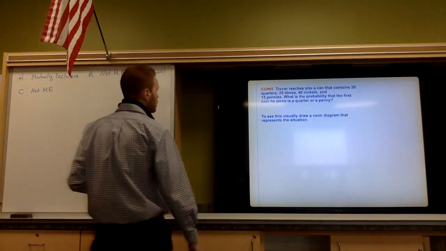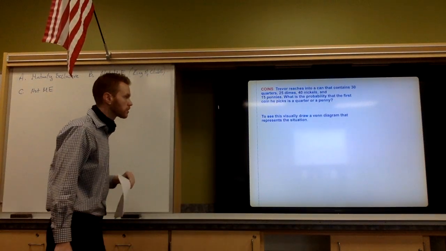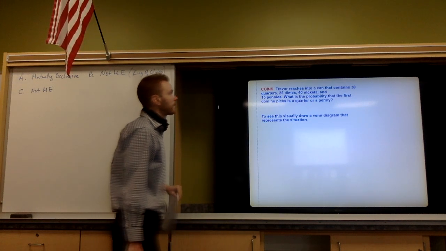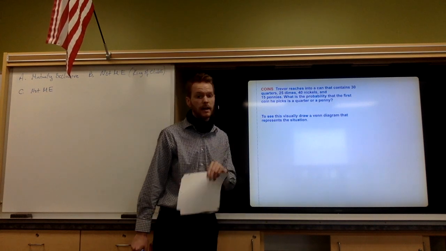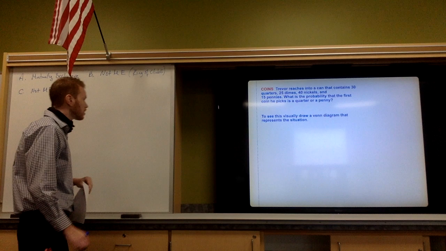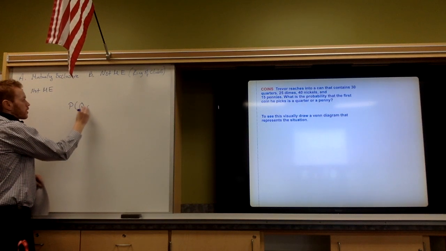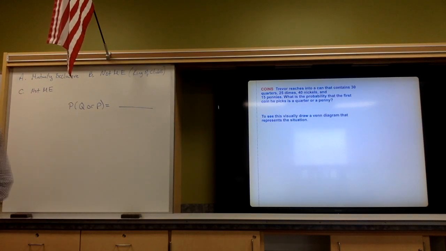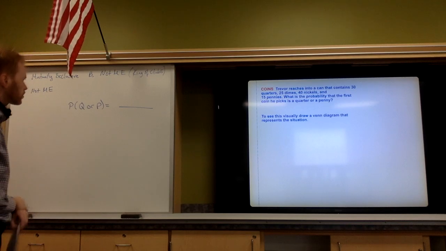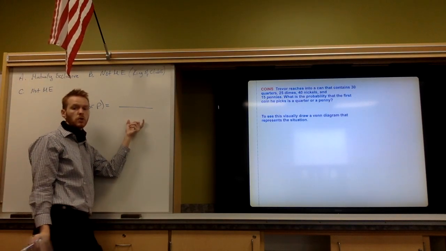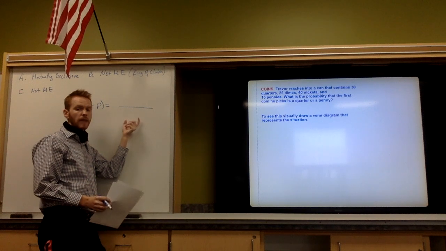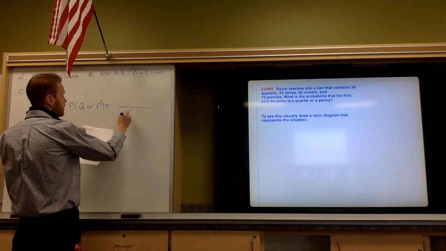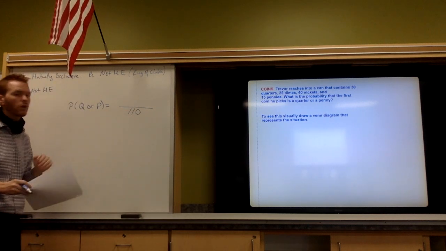Let's do a problem. Trevor reaches into a can that contains 30 quarters, 25 dimes, 40 nickels, and 15 pennies. What's the probability that the first coin he picks is a quarter or a penny? So, first off, we know from basic probability, the total goes at the bottom. How many total coins do we have in this can? We just need to add the numbers up. We should get 110. There are 110 coins in this can.